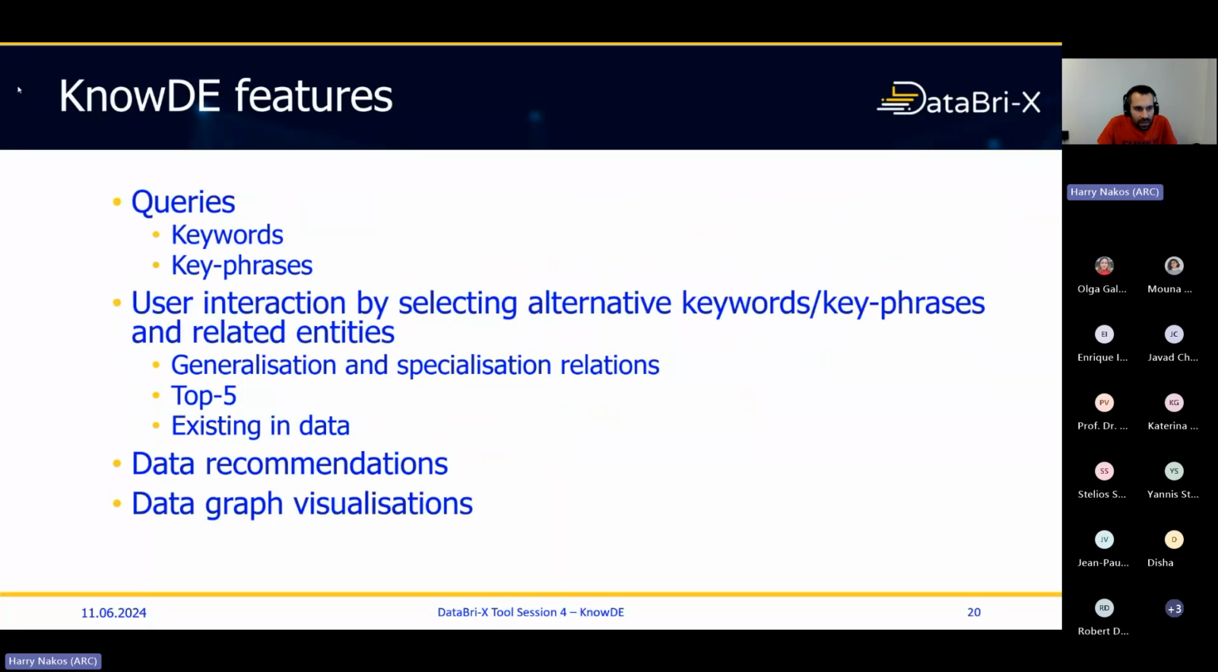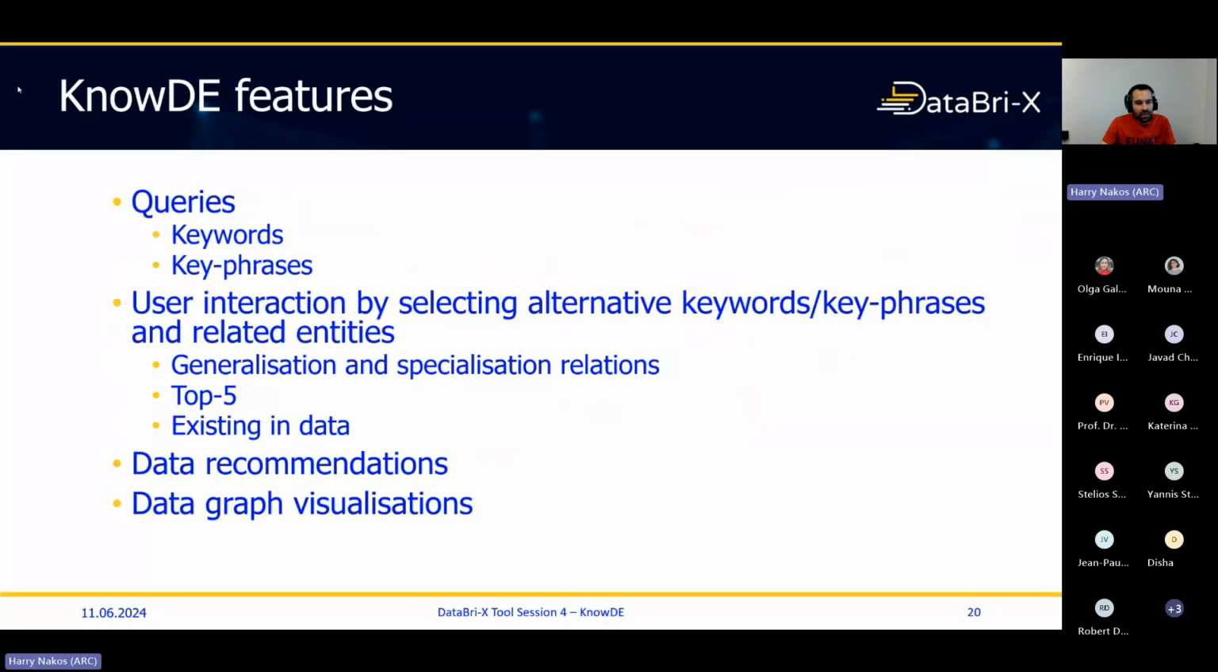KNOwDE supports queries that consist of keywords and key phrases. This is the first input of KNOwDE. We'll go into screenshots of KNOwDE, presenting a demo of KNOwDE essentially in the end. The user interaction that KNOwDE supports is by allowing the user to select alternative keywords or key phrases and related entities that we will see in the next slide, I think, where they come from.